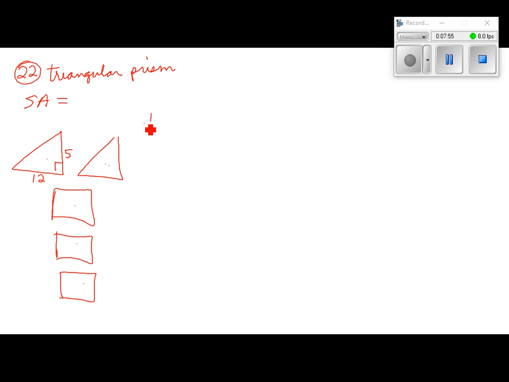Formula for area of a triangle is 1/2 times base times height. Well, it doesn't matter in a right triangle. Remember, in a right triangle, the 2 legs are the base and the height, so it's 1/2 times 12 times 5. We do half of 12, that's 6. 6 times 5 is 30, so the area of that triangle is 30, the area of that triangle is 30.